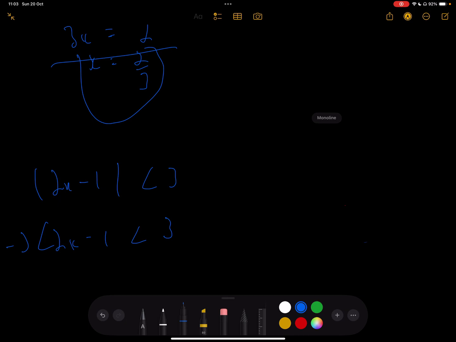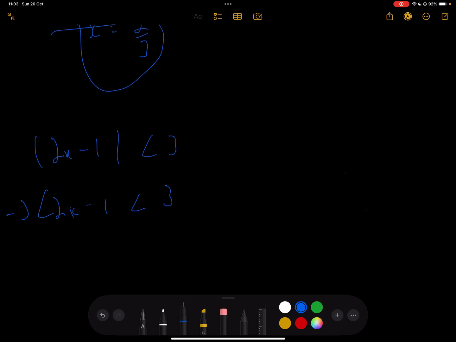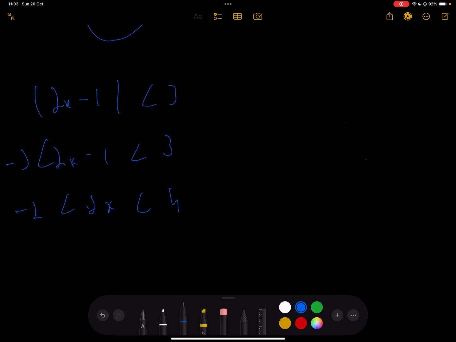Alright, so now we just solve this inequality. We add 1 to both sides, so we get negative 2 less than 2x, which is less than 4. Then we divide both sides by 2, minus 1 is less than x, which is less than 2.